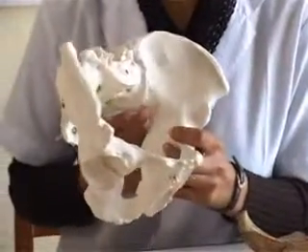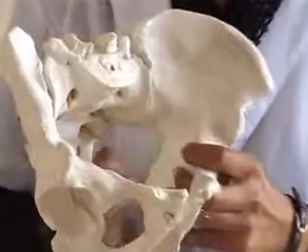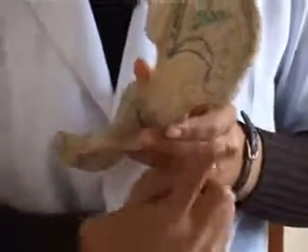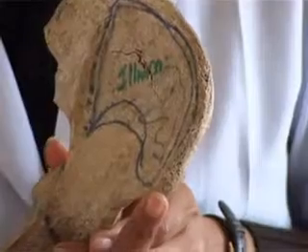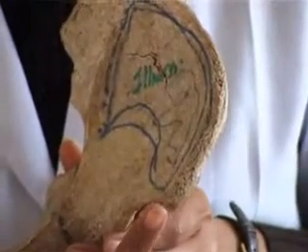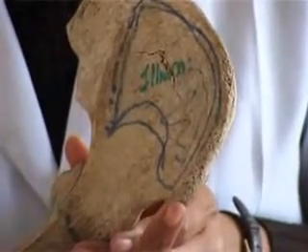The attachments. Anterior superior iliac spine gives attachment to the lateral end of inguinal ligament, and it also gives origin to a long muscle known as the sartorius.